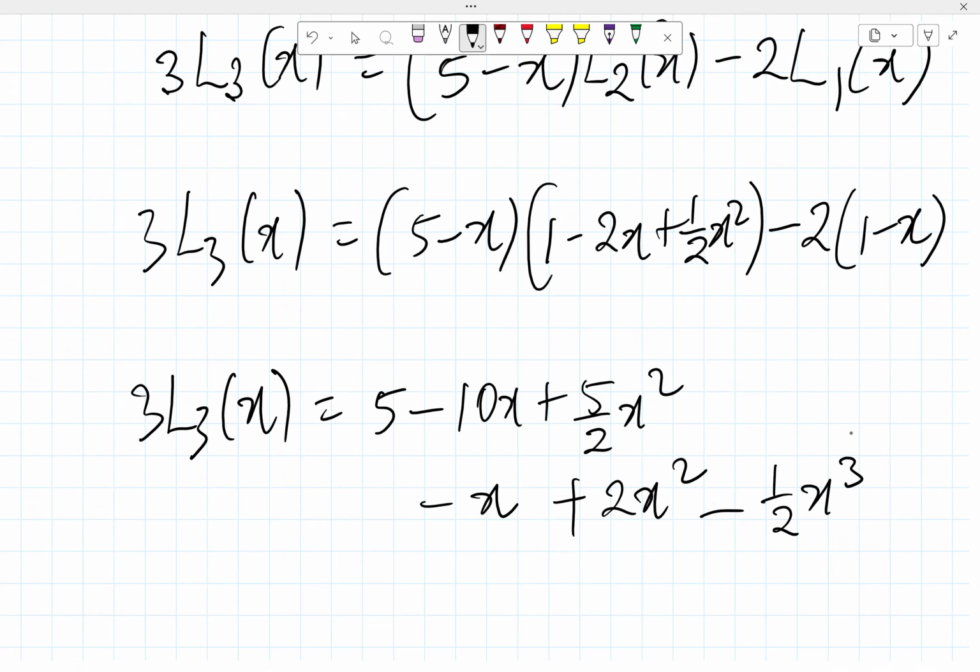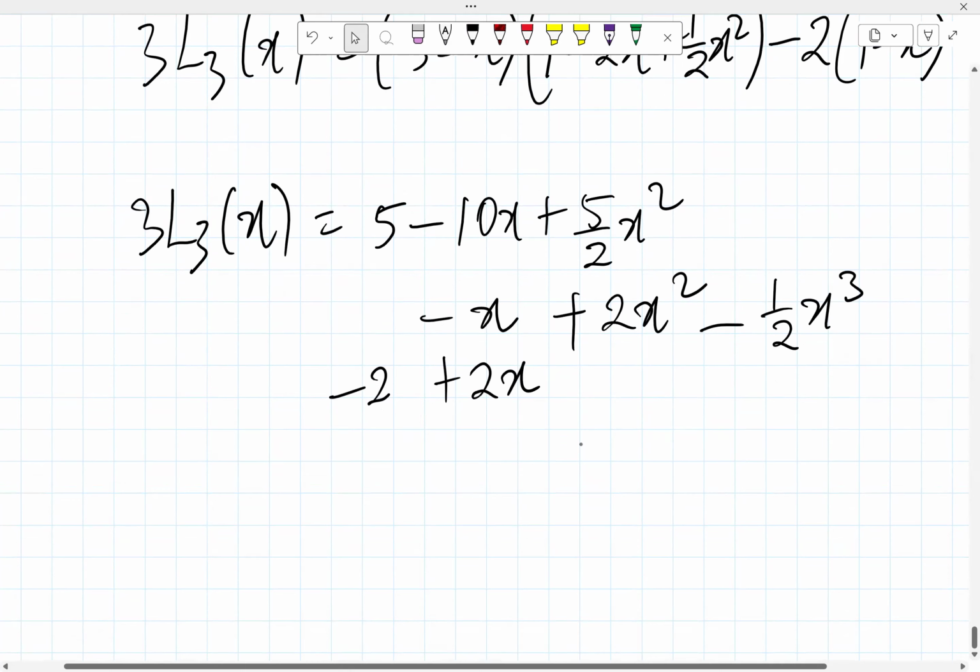And on the other hand, we have minus 2 times minus 1. Minus 2 times minus 1 is minus 2. So I put it along with the constant. Then minus 2 times plus x, that's plus 2x. So with this now, I just arranged it in a way for us to be able to tidy things up easily.